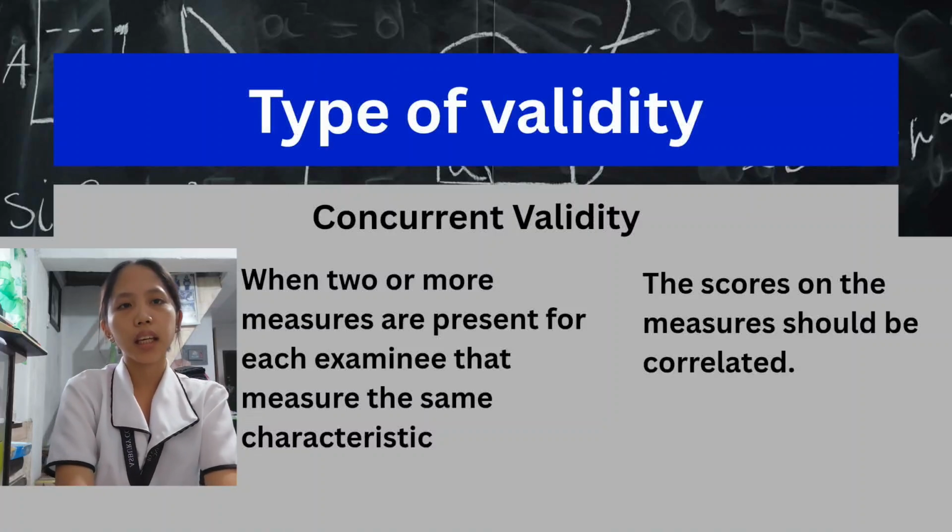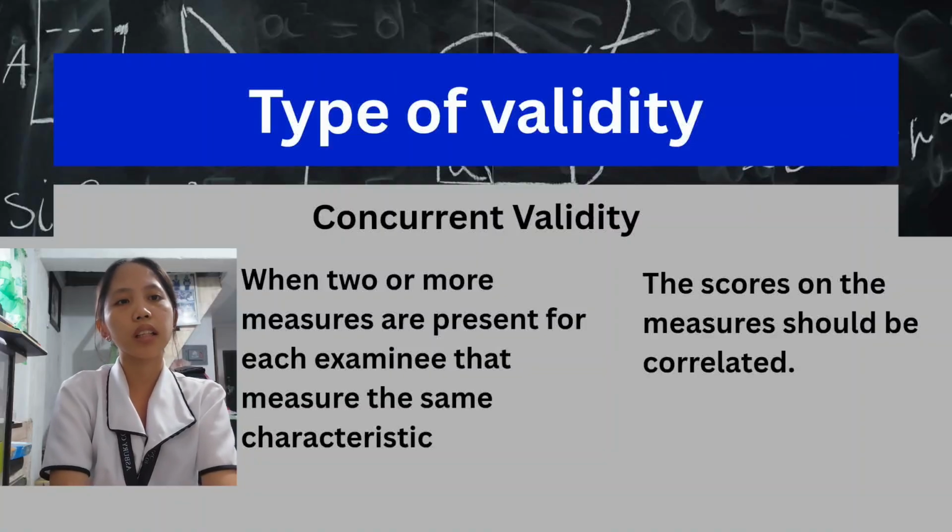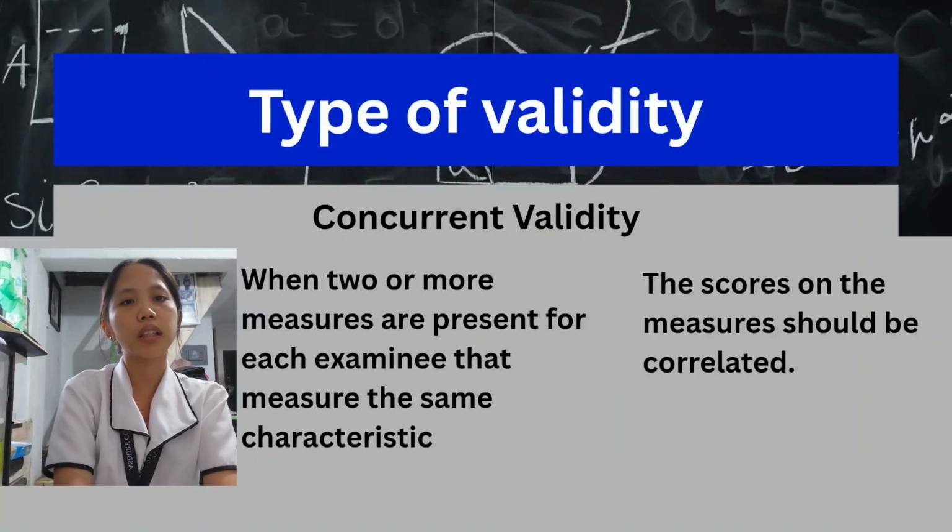We have test A, our newly created reading test, and meron naman tayong test B, an established reading test that already measures reading ability. So we give both tests to the same students, and if yung students got a high score in test A and also tend to score high sa test B, then the two measures are strongly related. So that means that our new test has good concurrent validity.